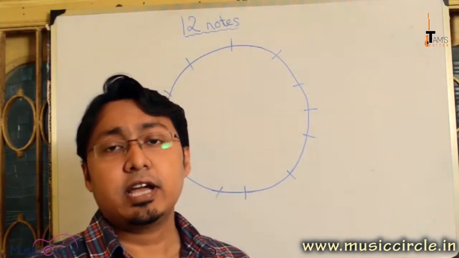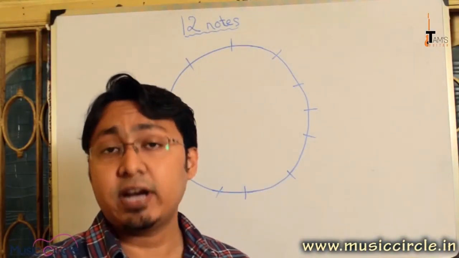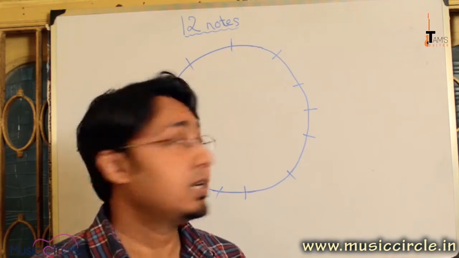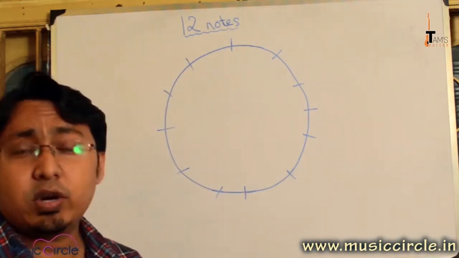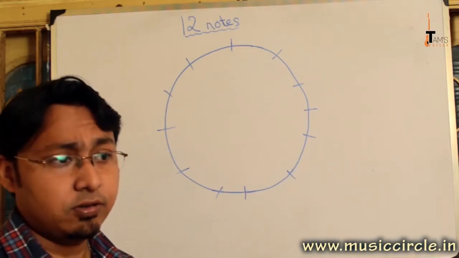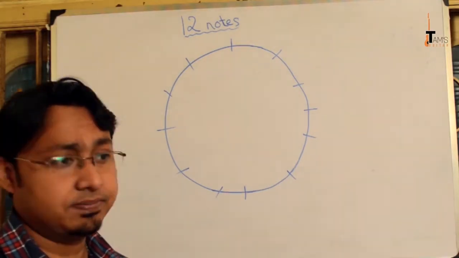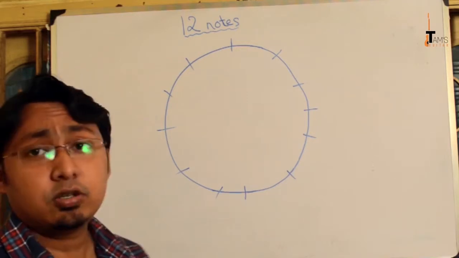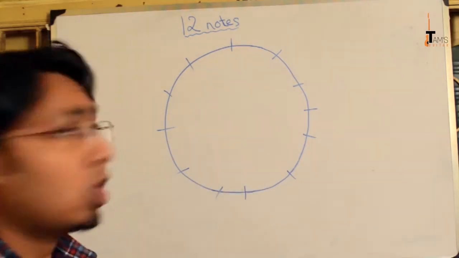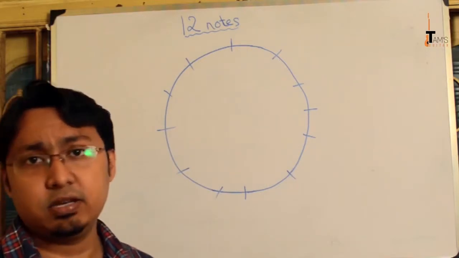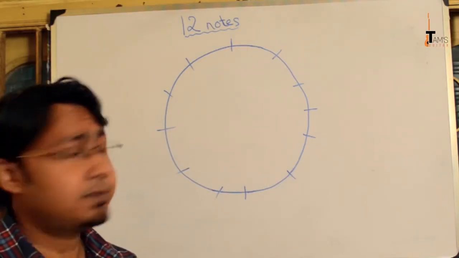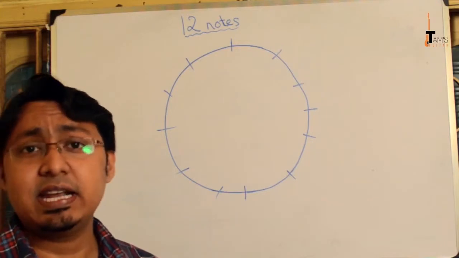We are going to take a look at the notes on the guitar and how to find them, and what the note names are. There are a total of 12 notes in music, whatever instrument you might play, like guitar, keyboard, violin, and so on. I've just made a clock, because a clock has 12 divisions and we can start with any note.